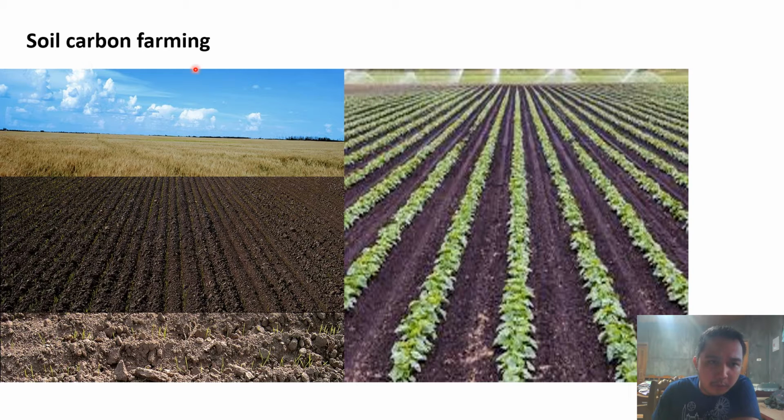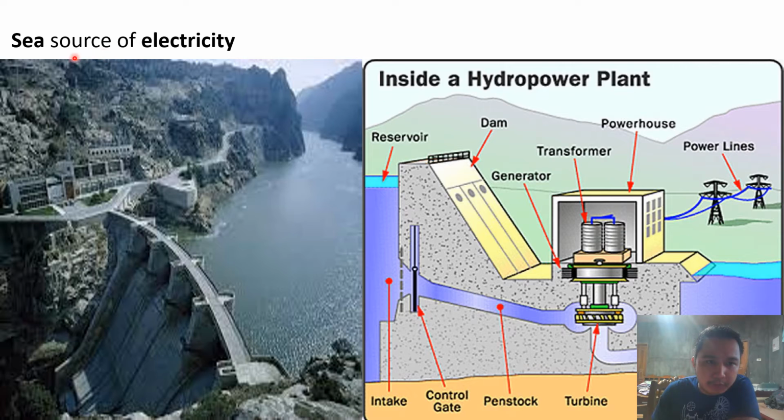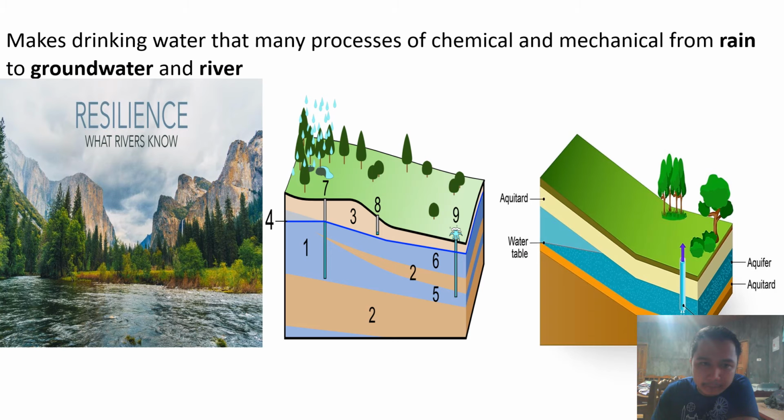Soil carbon farming. Water, sea, and salt. Source of sea, source of electricity. This is a reservoir inside a hydropower plant. Reservoir, dam, generator, transformer, powerhouse, power lines, intake, control gate, penstock, and turbine.